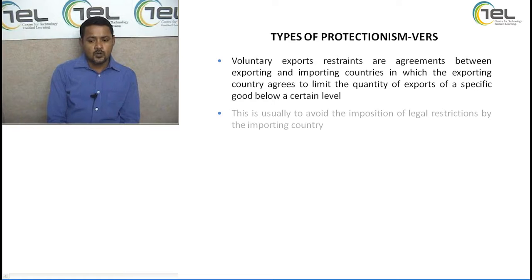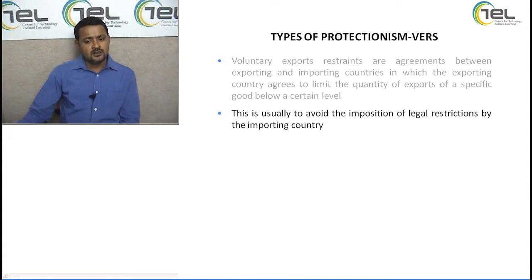One of the protectionism types is VER, voluntary export restraint. This is an agreement between an exporting country and an importing country in which the importing country doesn't put a quota restriction, but instead asks the exporting country to put a quota restriction, to put a limit on the quantity of exports of a specific good below a certain level. This is usually done to avoid the imposition of legal restrictions by the importing country.